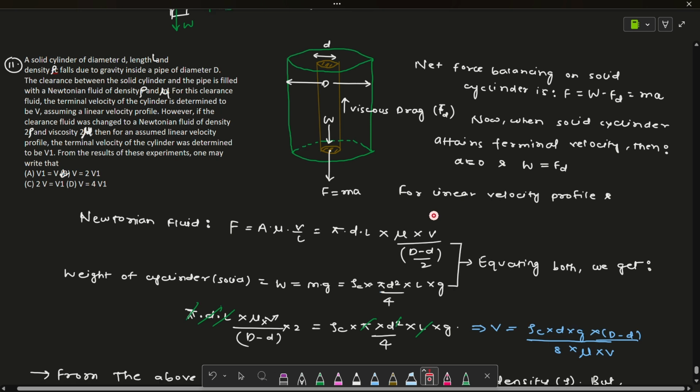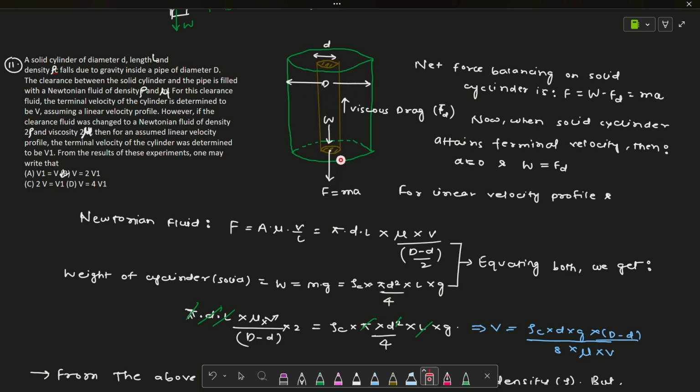Okay, so now I'm moving to the last question for this lecture. A solid cylinder is given, the brown one, with a small diameter d, and a larger cylinder cavity is given, the green one, which has a diameter of capital D.